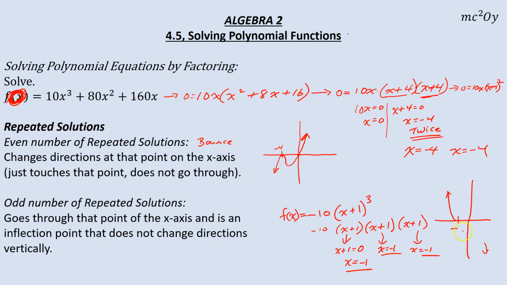Okay, let me make that a little better. Then I'm going to go through the y-axis at some point way down here. So this would happen at -1. It's a point of inflection right there. In fact, the y-intercept on this one would be 1 times 1 times 1, which is 1 times -10, or -10. So maybe down here somewhere where it hits the y-axis is at -10. Okay, so just a quick reminder of graphing and what it looks like with repeated solutions.